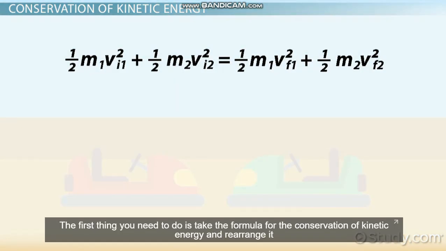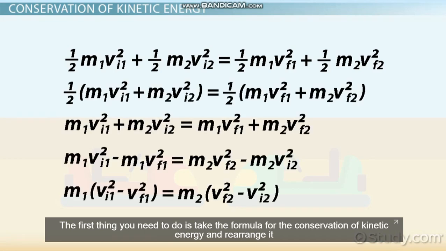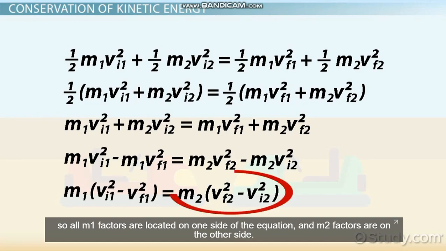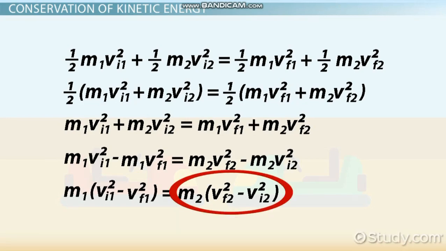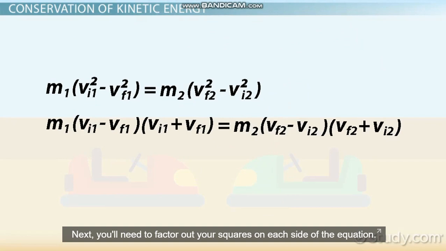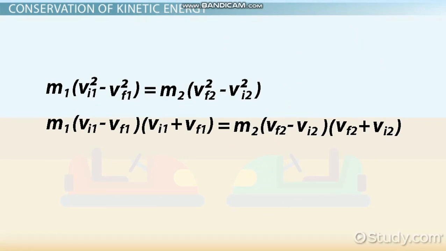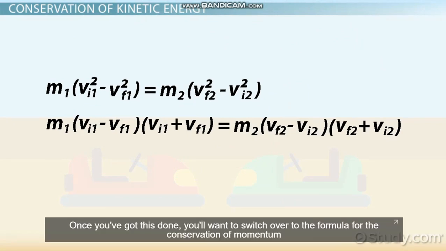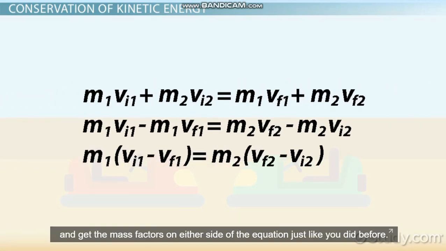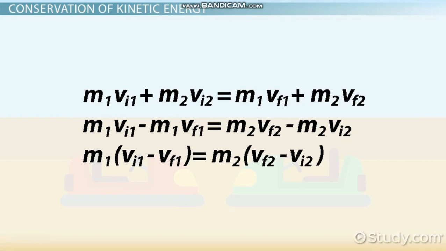The first thing you need to do is take the formula for the conservation of kinetic energy and rearrange it so all M1 factors are located on one side of the equation and M2 factors are on the other side. Next, you'll need to factor out your squares on each side of the equation. Once you've got this done, you'll want to switch over to the formula for the conservation of momentum and get the mass factors on either side of the equation just like you did before.